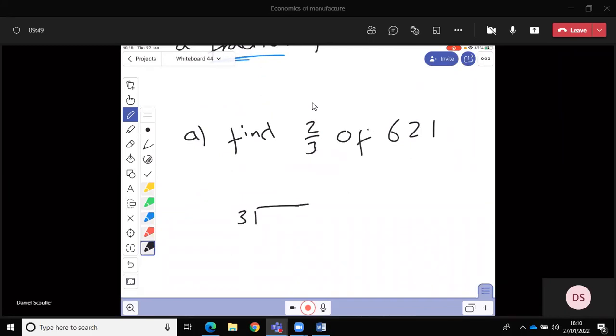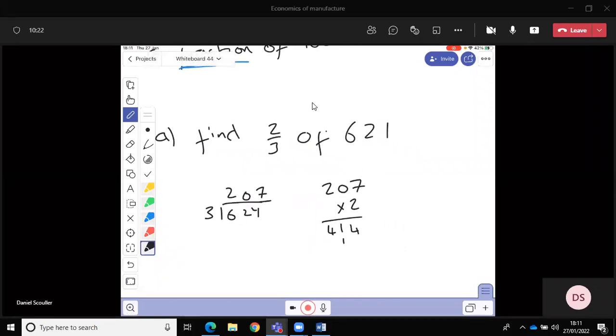even if I do that long division, long multiplication, so 3 goes into 6 twice. Doesn't go into 2, that carries over and it goes in 7 times. We can then multiply that 207 by 2. 14, carry that 1, and then 4. So 2/3 of 621 is 414. So we're familiar with quite a few of those types of fractions and how we work that out with long multiplication and long division.